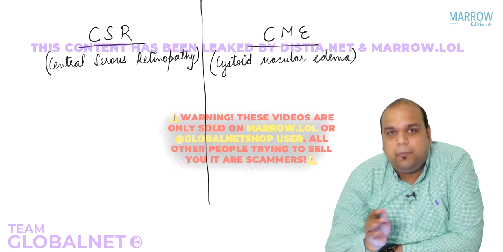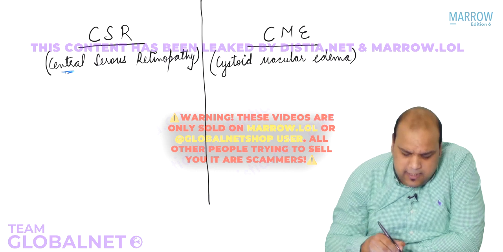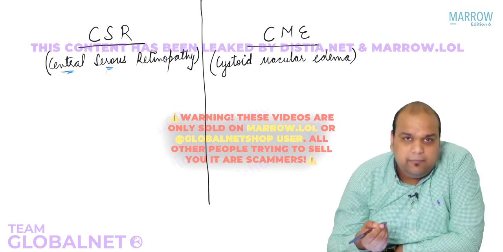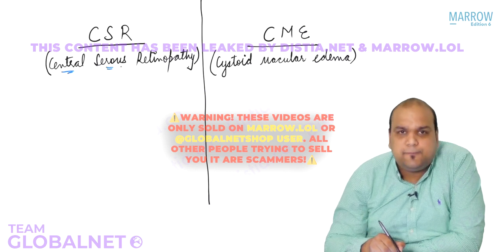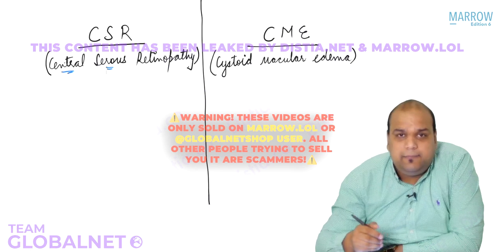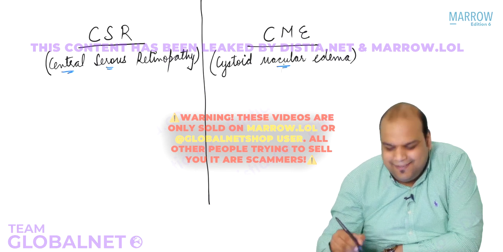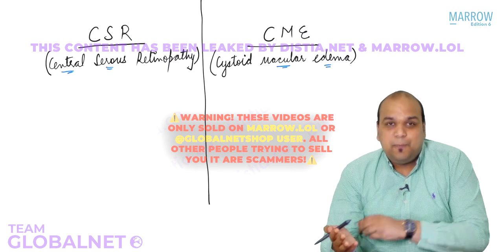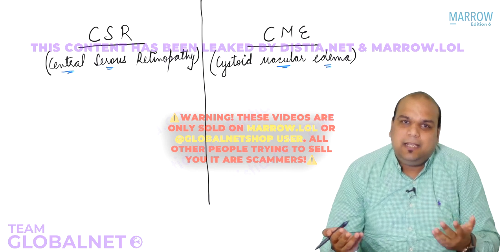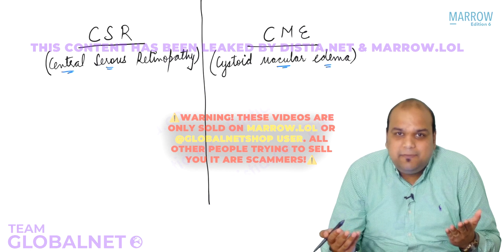Let's understand what is the commonality between the two. Central means macula, yes or no? Serous means some kind of a fluid. So I am saying some kind of a serous fluid is accumulating at the macula, okay? Similarly, if I look at the other name, cystoid macular edema, macular means macula, edema means collection of fluid. So both the names are telling you that there is collection of fluid at the macula. You understand why we are discussing them in comparison with each other?